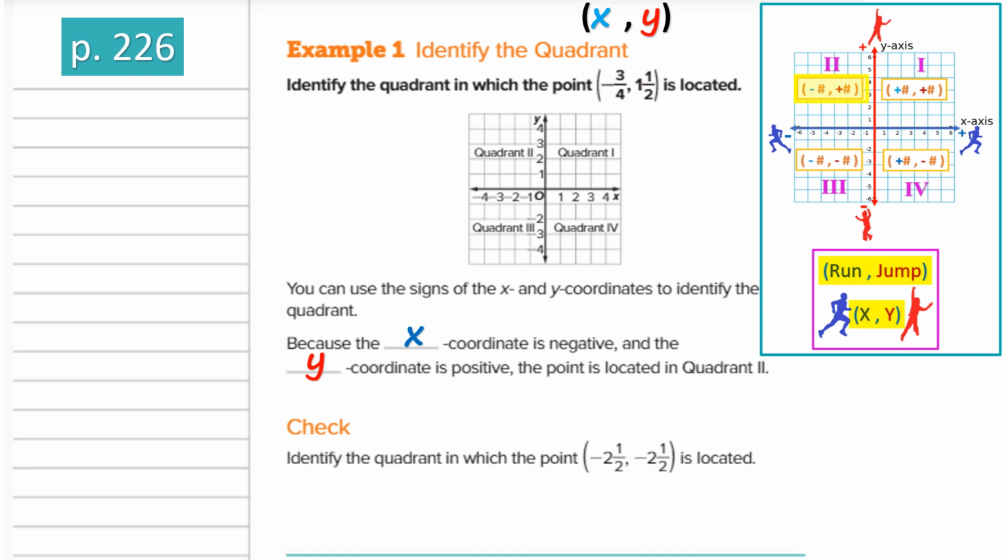So what about the next one then? Well, on the next one, it says identify the quadrant in which the point negative 2 1/2, negative 2 1/2 would be located. So as I'm looking at my chart, and it says where that's going to be, then hopefully I can see that that's going to be in quadrant 3. Negative, negative is always going to be in quadrant 3.